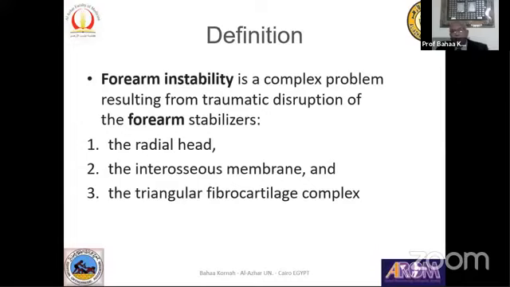It is a complex problem resulting from traumatic disruption of the forearm stabilizers. There are three stabilizers, which is very important: the radial head as a bony stabilizer, the interosseous membrane as a soft tissue stabilizer, and the triangular fibrocartilage complex, which is divided into the proximal (superior) and the distal (inferior) radioulnar joint.